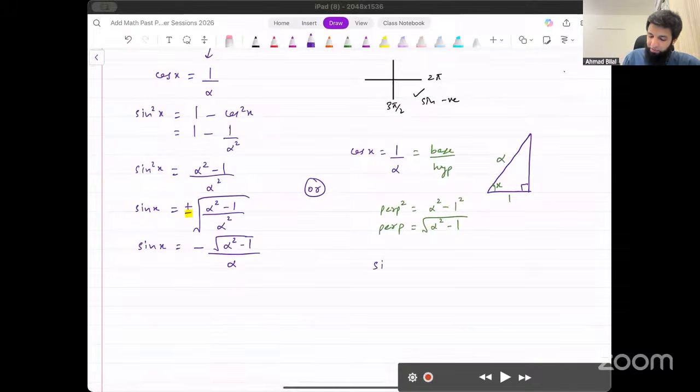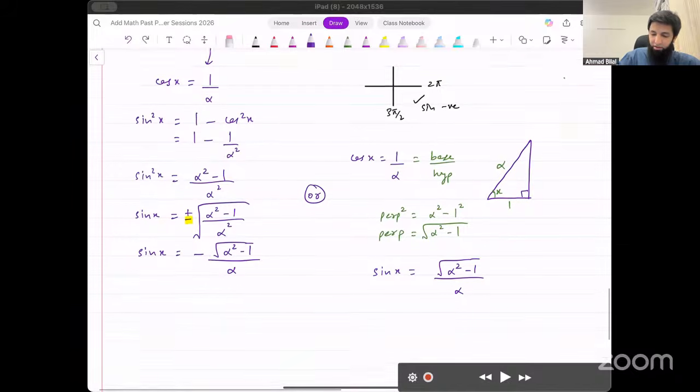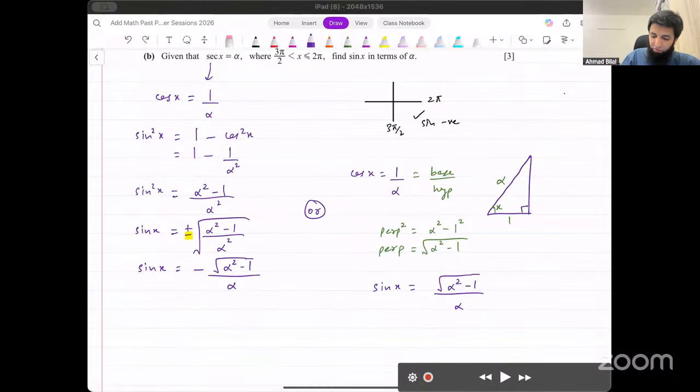Now, what about the value of sine x? Sine x is perpendicular over hypotenuse. So we say square root of alpha square minus 1 divided by the hypotenuse, which is alpha. And the same thing we got here as well. Since we are in this fourth quadrant, just put a negative sign with that, and that will be your final answer. That's how you could use the triangle method. Any issues with this? No problems?